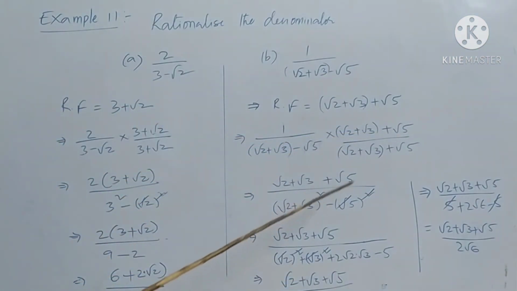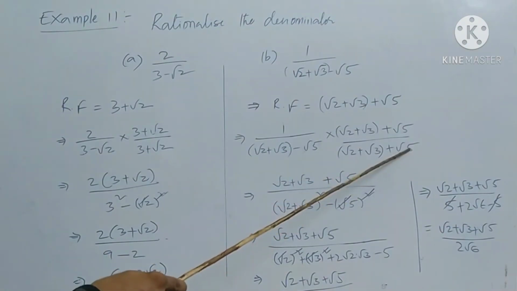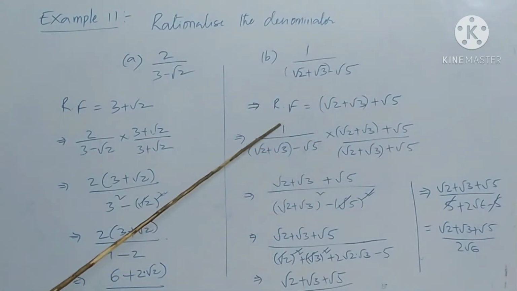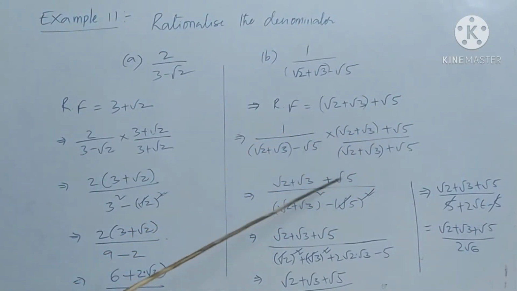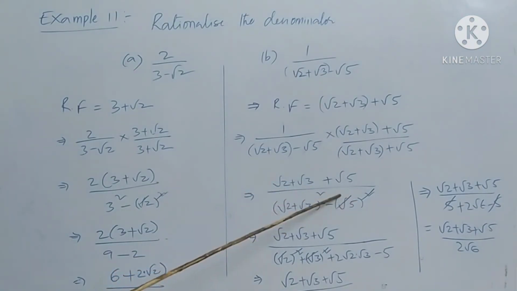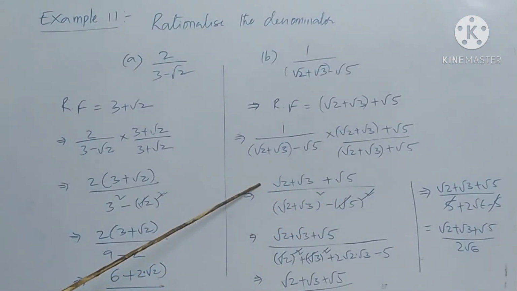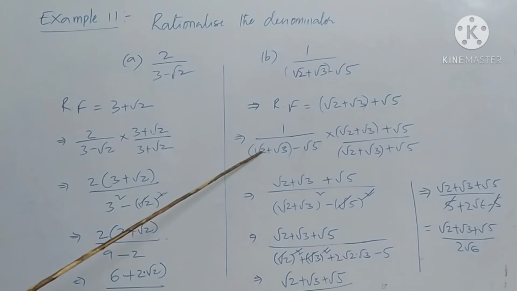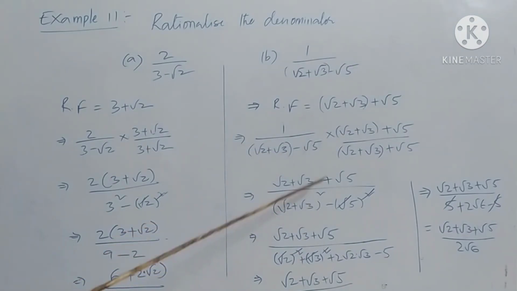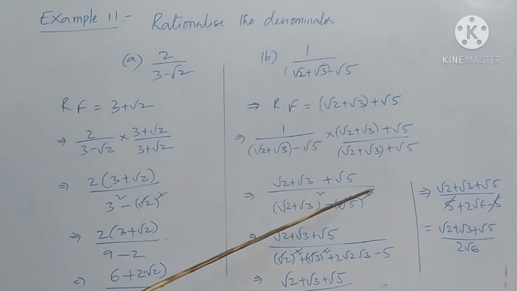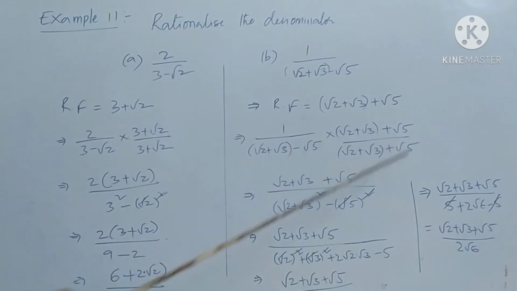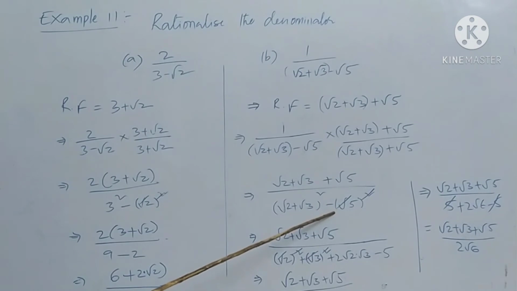So that is equal to, denominator of the form (a minus b) into (a plus b). So that is equal to 1 into (root 2 plus root 3 plus root 5) over (root 2 plus root 3) whole square minus (root 5) whole square, where a is root 2 plus root 3 and b is root 5. So the square root cancels.